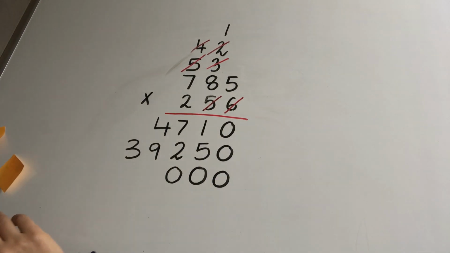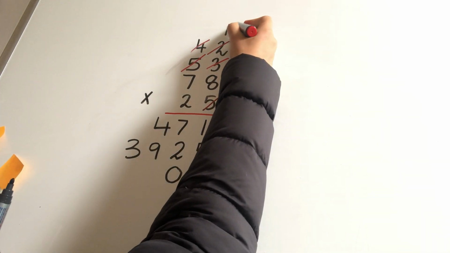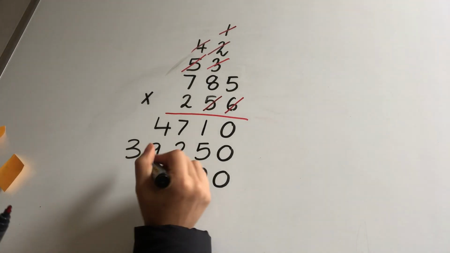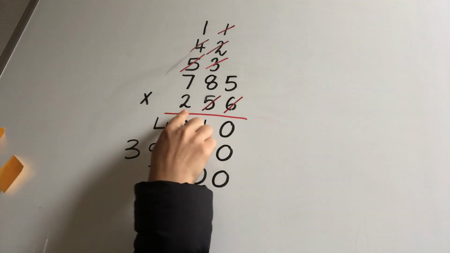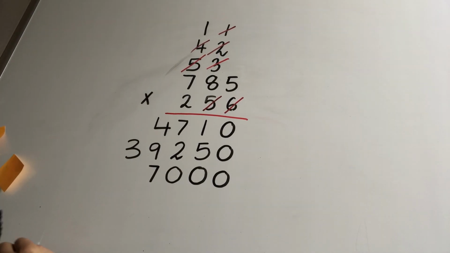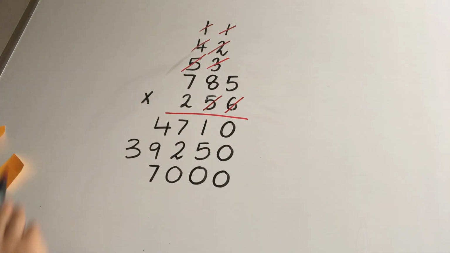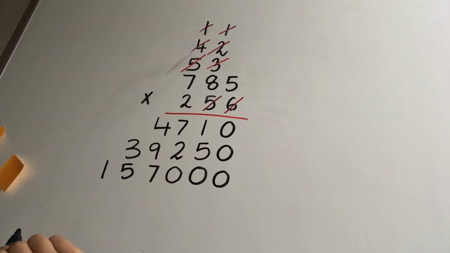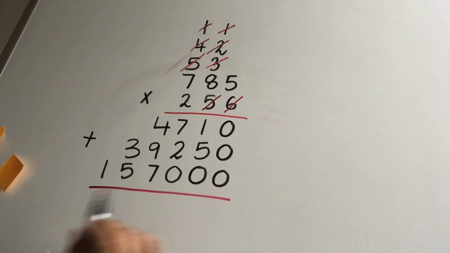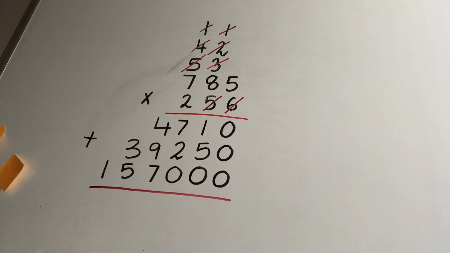2 groups of 8 is 16. Add that 1. Really important that we remember it. So that's 17. So we rename 7 tens, 100. 2 groups of 7 is 14. Add that 1, 15. So as you can see, when we're multiplying 3 by 3 digit numbers, it gets quite large. So now we must add all these numbers here together using our knowledge of vertical addition.